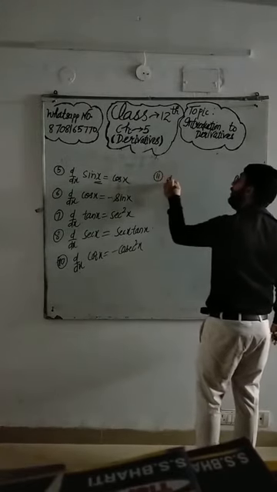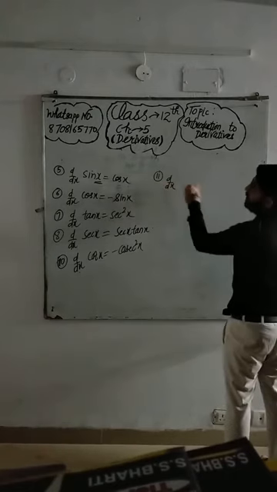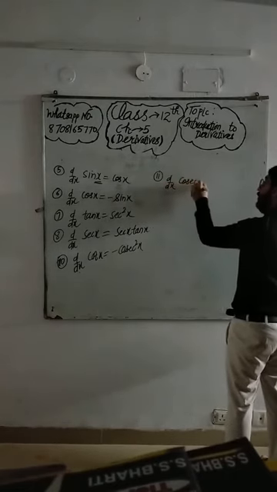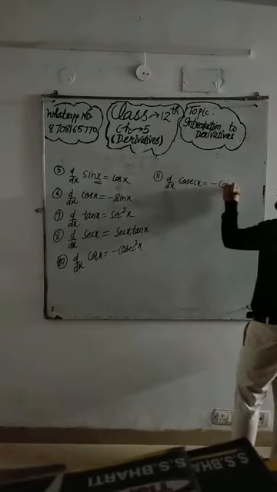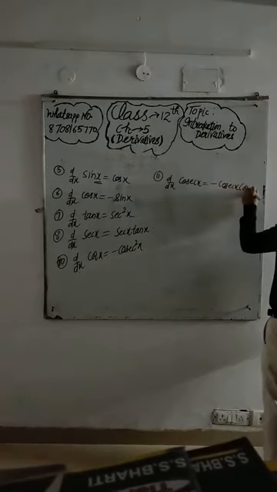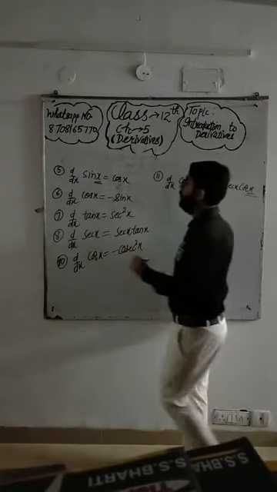The last one we are learning is cosecant x. It is what? Minus cosecant x into cot x.